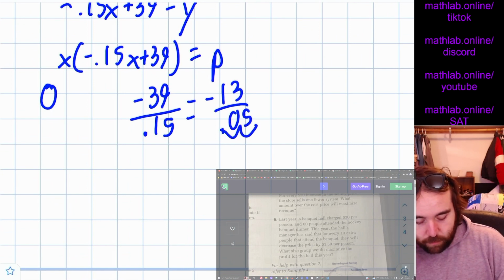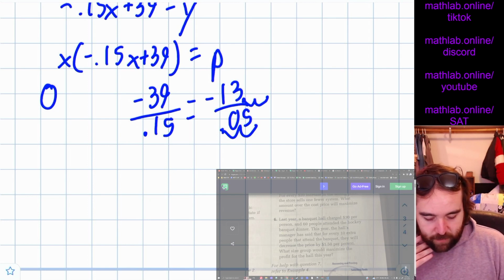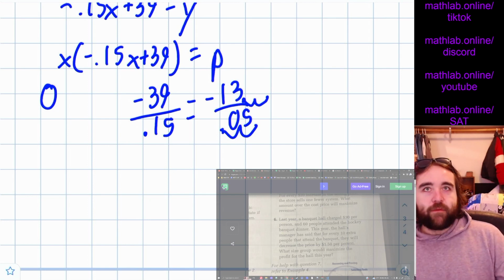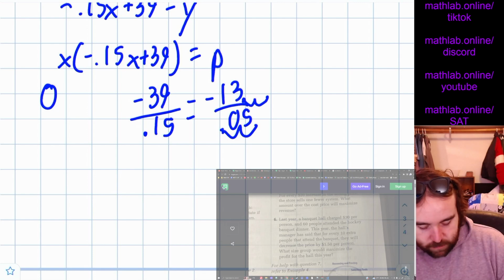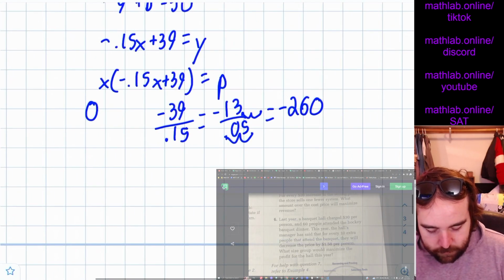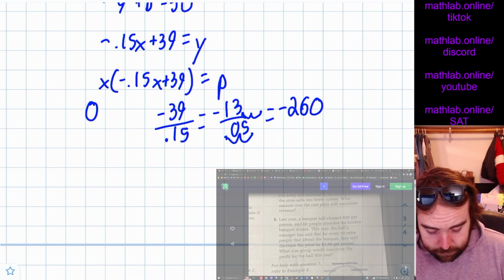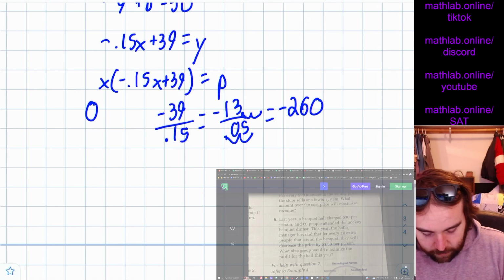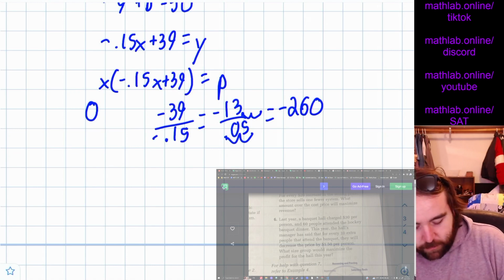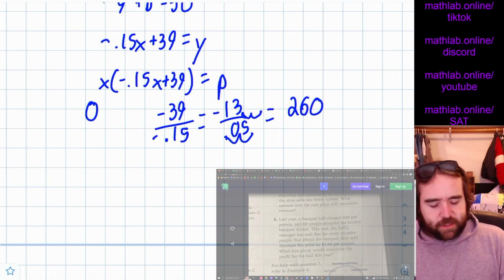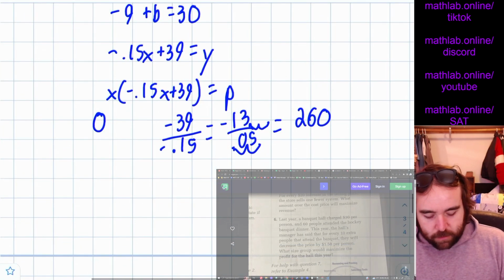Then you go boom, boom. So then it's 1,300 over 5. So what's 130 divided by 5? 26. So it's 260. Negative 260. No, positive 260. Because it's negative divided by negative. Positive 260. It couldn't be negative. If it's negative, that would be negative people. So those are our x-intercepts.